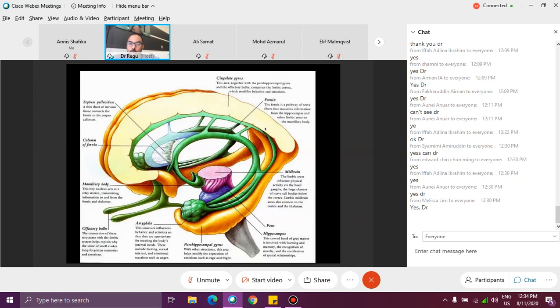Moving up, the fornix connects the hippocampus to the mammillary bodies. The mammillary bodies are a relay station. They transmit information from the fornix to the thalamus. So we know the thalamus is the main relay station where all information comes in, right? Then you have your cingulate cortex, which is involved in modification of behavior in response to your emotions, right?